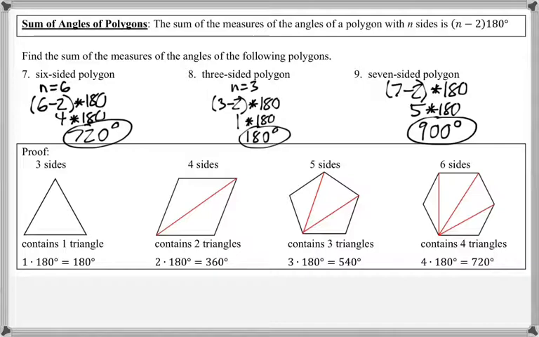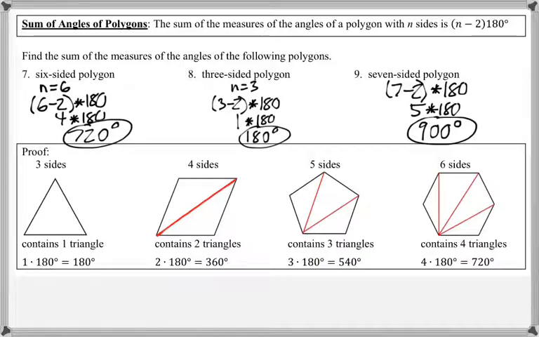So I just briefly want to talk about the proof of this formula, or where the formula comes from. And it's really all based on triangles. So we know that a triangle itself is 180 degrees. If we have a quadrilateral, or a 4-sided figure, we can split this up into 2 triangles. So 2 times 180 gives us 360.